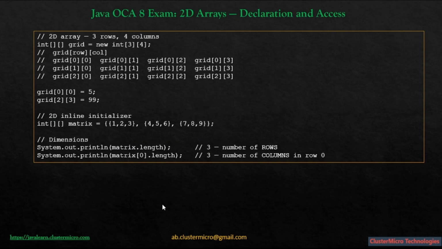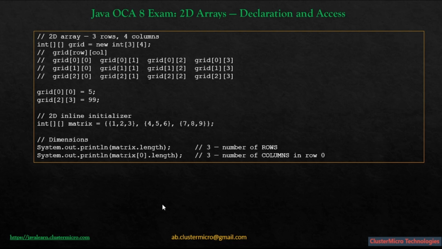2D arrays, declaration and access. A 2D array in Java essentially is an array of arrays. For example, int[][] grid = new int[3][4] creates a structure with 3 rows where each row is an array containing 4 integers. You can think of it as a table or spreadsheet with rows and columns.